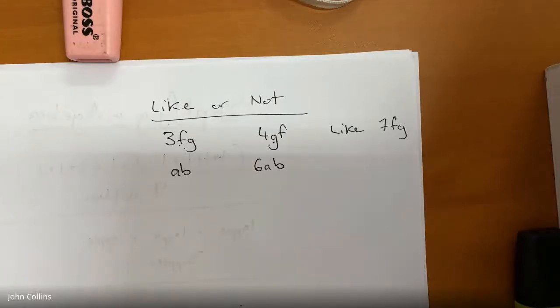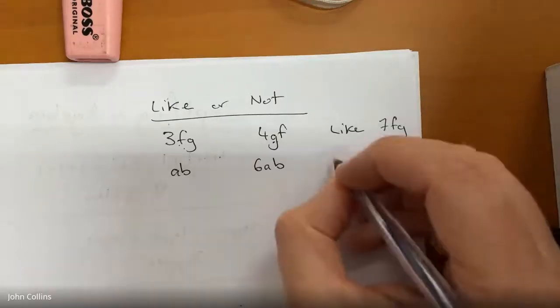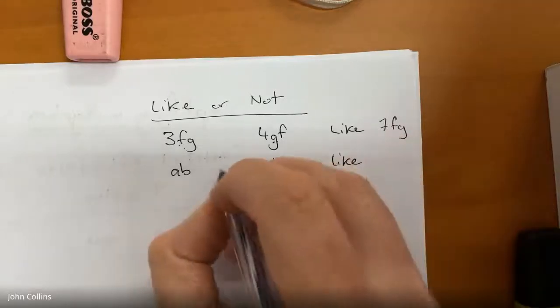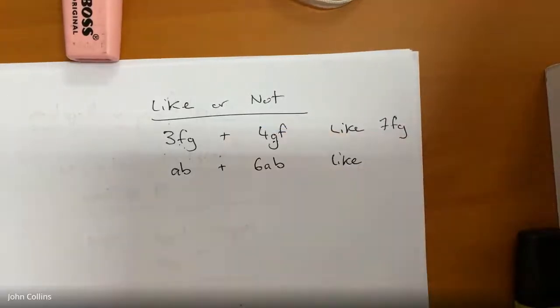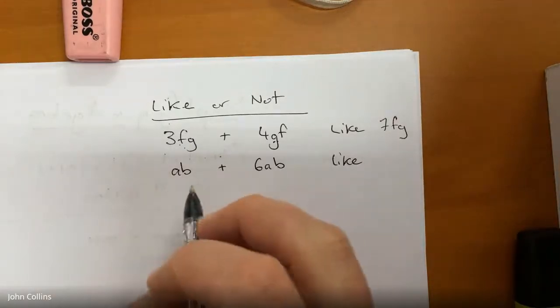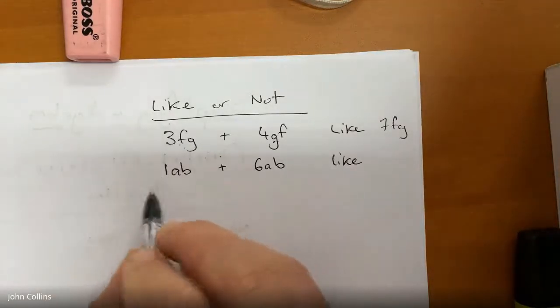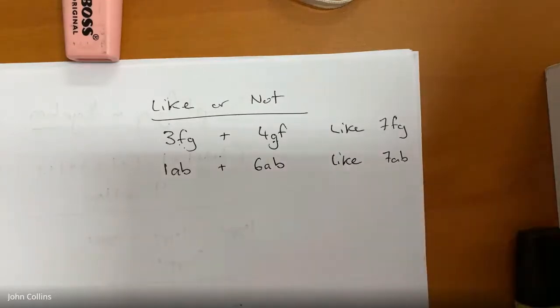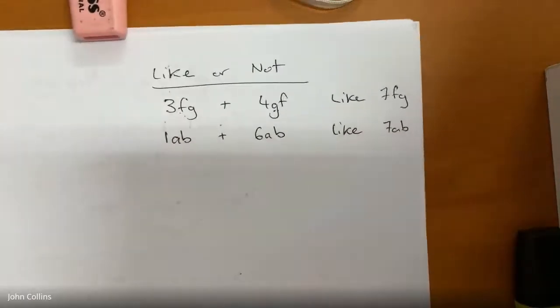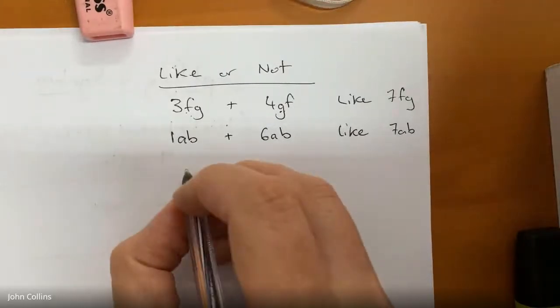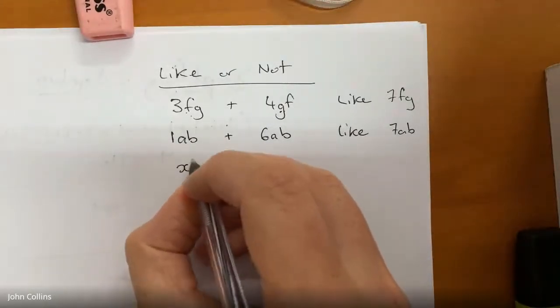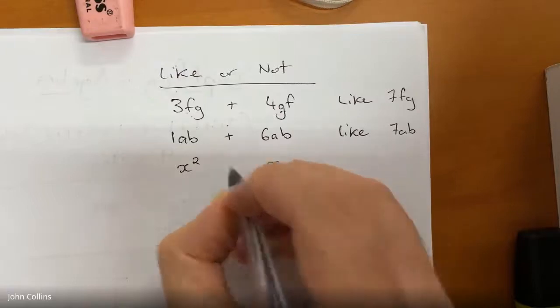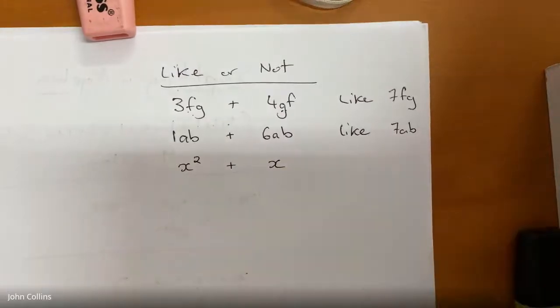Okay, if they are like terms, which they are, what is the answer then? They are like. So what is the answer to them added together? 7ab? Yes, because this is 1ab without a number in front. It is 1, so 7ab. So I'm sure you've done this before. I'm just going over old ground with you. Right, what about this one? x squared and x. What do they form when they're added together?